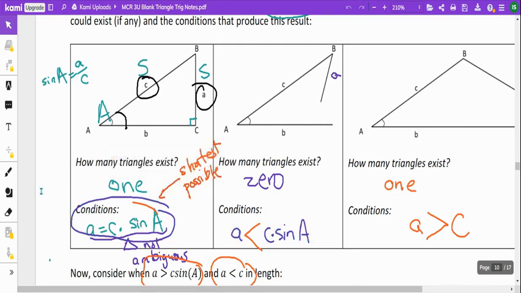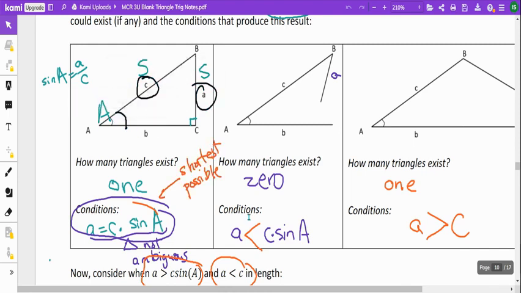So if I'm checking how many triangles, I check if the non-contained side equals this side times sine of the uncontained angle. That's how you know if there's one triangle. So that's what we're checking. We're taking the side that is swingable, the second side, and checking: does it equal this side times sine A?